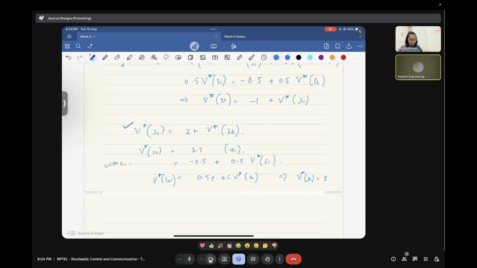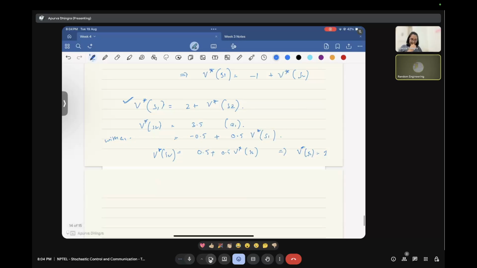So now we got our resolution, right? For S2 the action is A1 and it gives us V of S2 as 3.5. For S1 again the action is A1 and it gives us VS1 as 2 plus this value, which is 5.5.